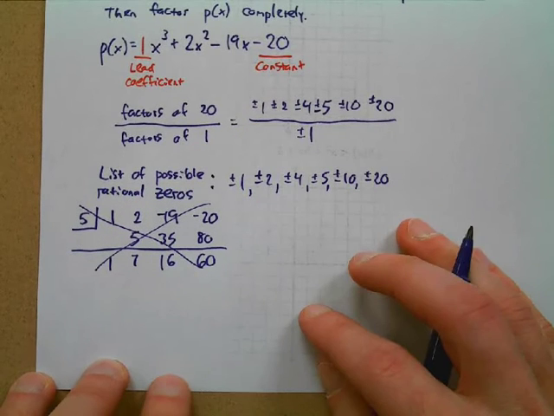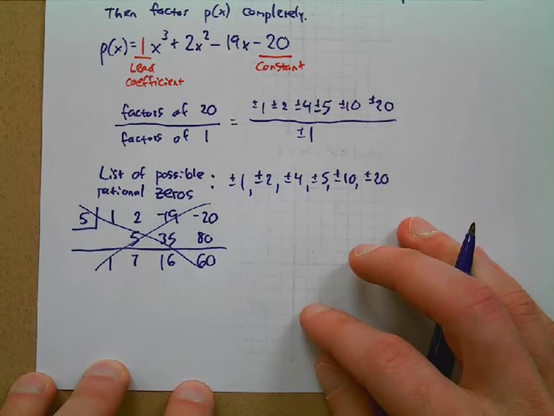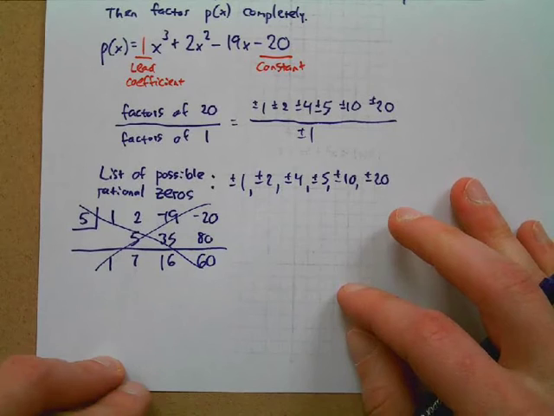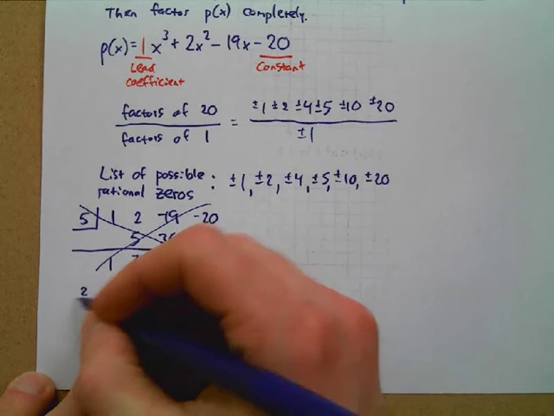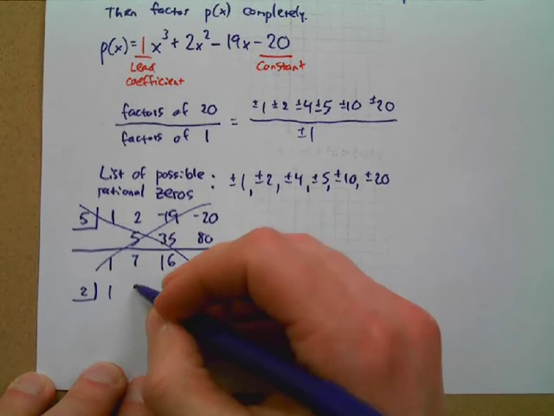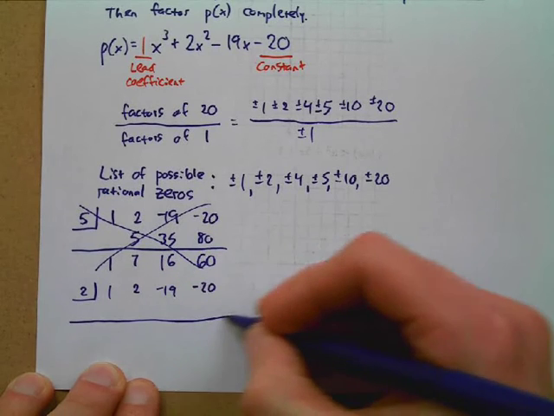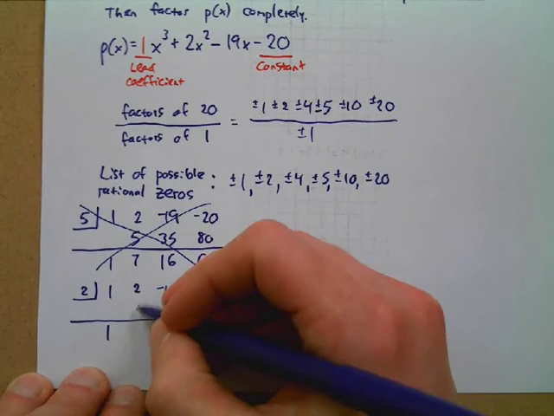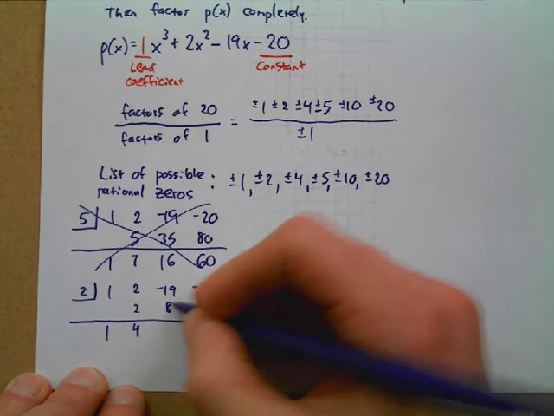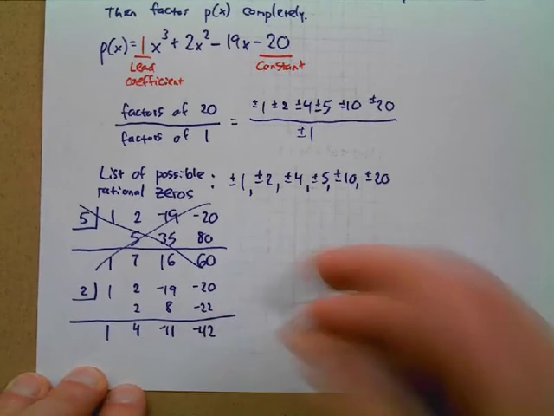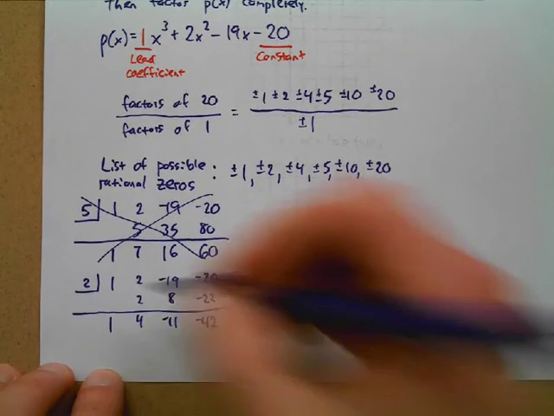All right, Ethan wants to pick one now. I'm picking 2. You're picking 2. All right, we'll try 2. 1, 2, negative 19, negative 20. All right. Drop the 1. So we get 2, 4, 8, negative 11, negative 22. Whoa, this is so close. He chose poorly, but closer than you, Christian.